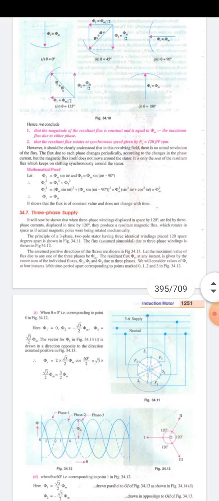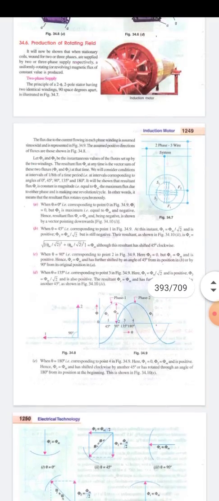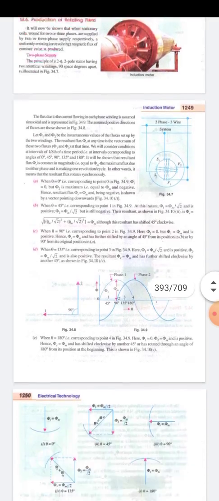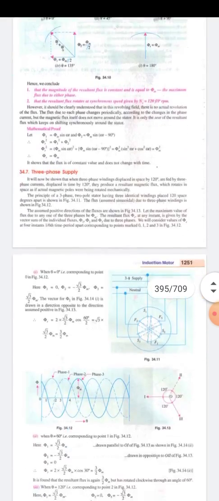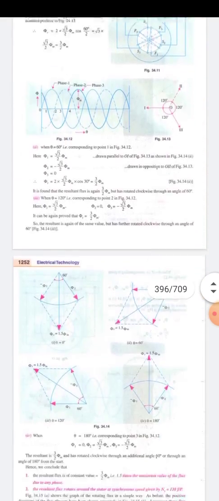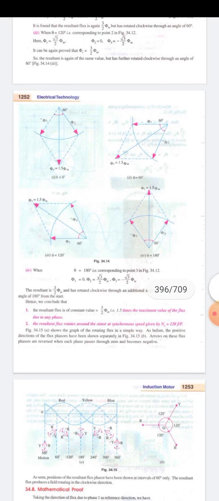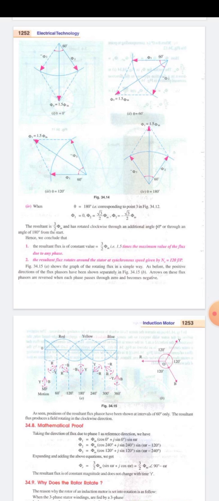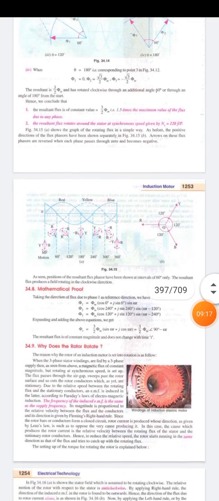Now for three phase supply, this case was for two phase supply. Now we will study this three phase supply. Here also you do not require the derivation part, you just have to know the conclusion. The conclusion is that the resultant flux produced by a three phase system is equal to 3 by 2 phi m or 1.5 times the maximum value of the flux due to any phase, and the resultant flux rotates around the stator at a synchronous speed given by Ns equal to 120 f by P.